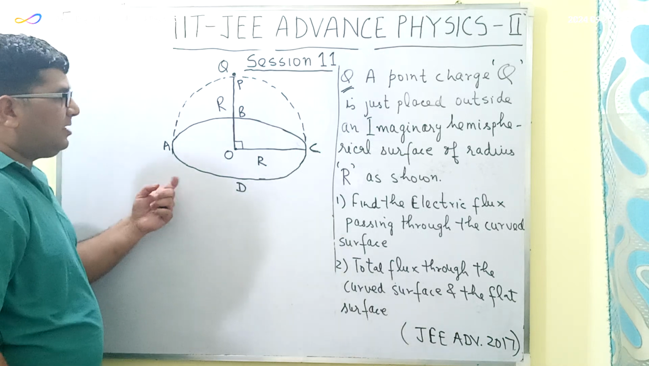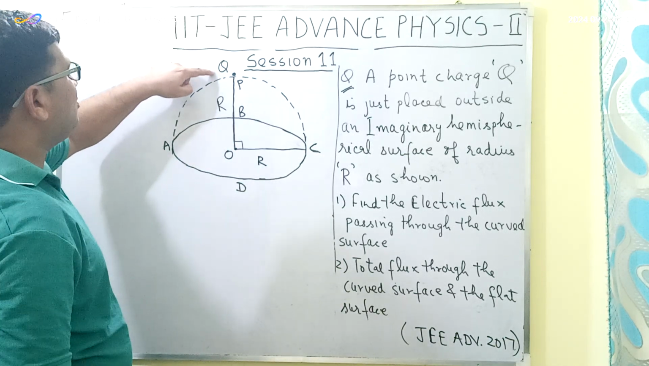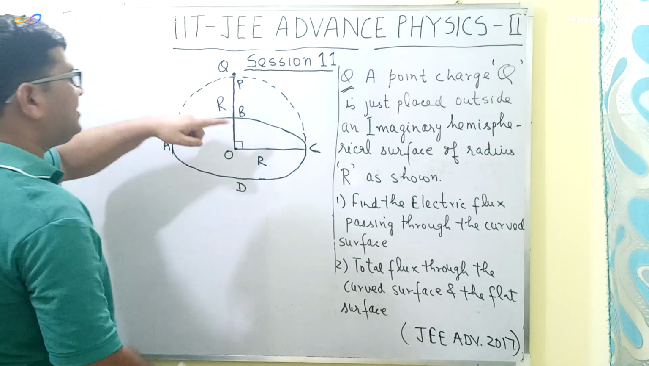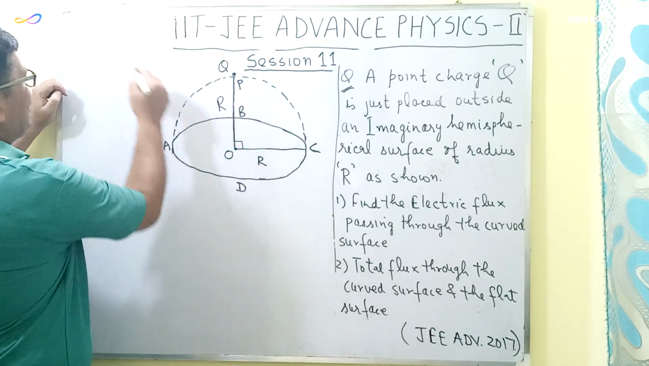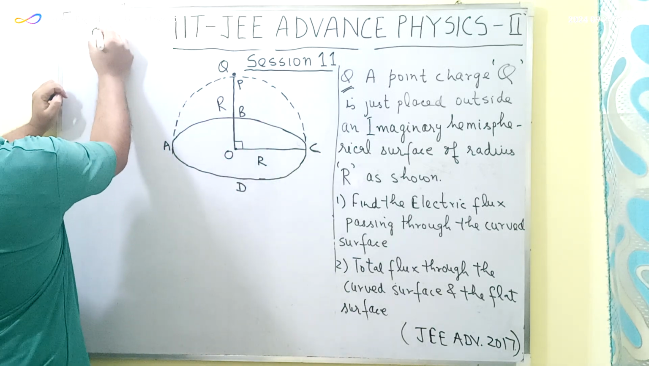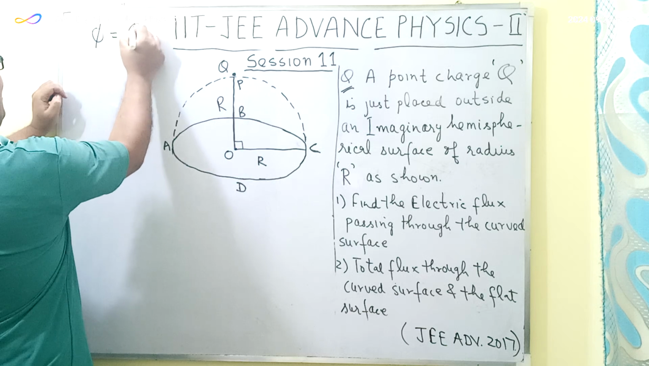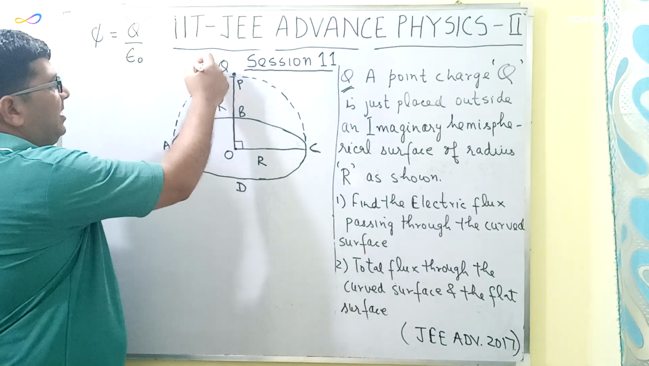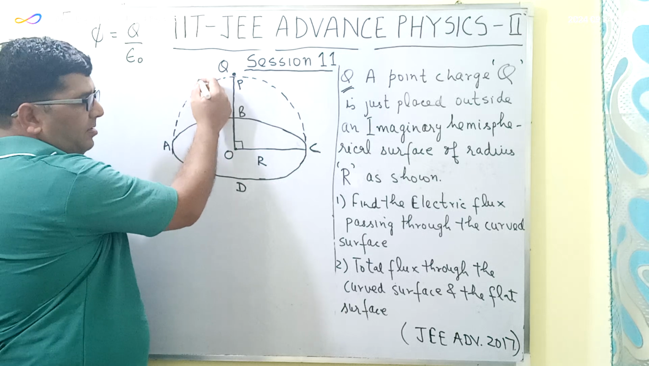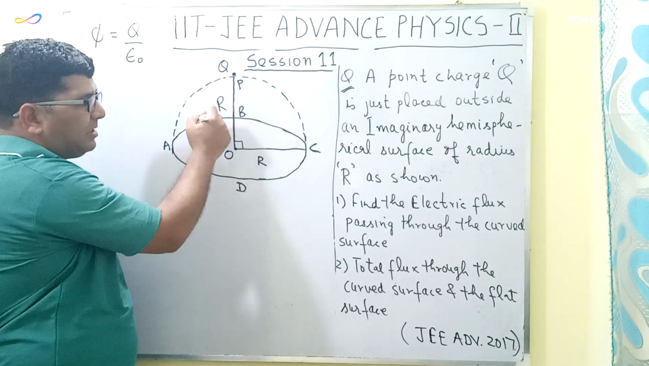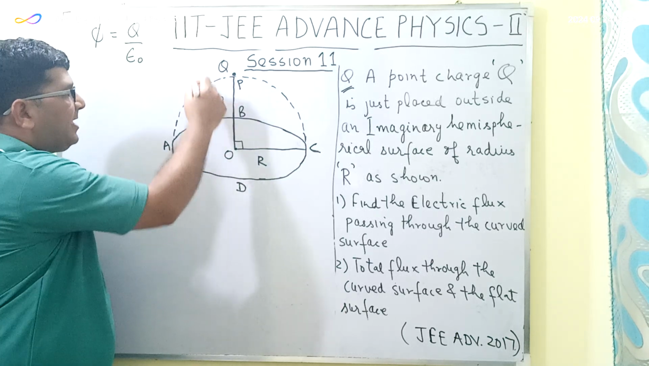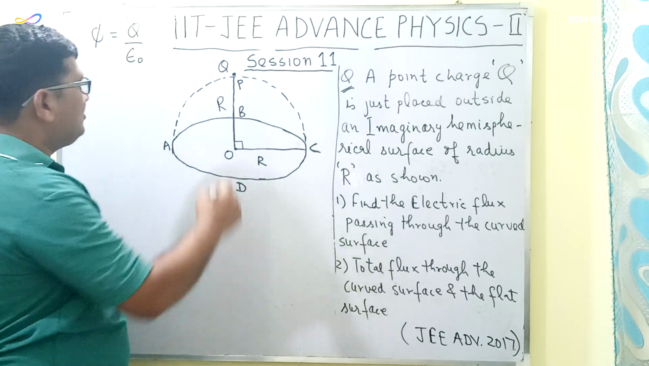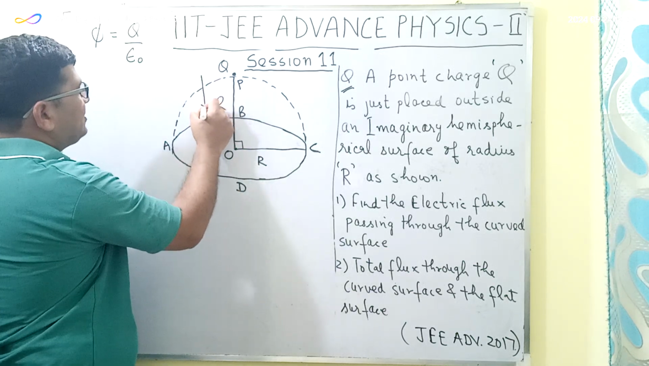So in this question, this charge Q which is placed just outside this imaginary hemispherical surface will generate the flux which will be given by Q upon epsilon naught, and this flux will be passing through this curved surface and will be directed inwards. That is, the flux will be directed like this.